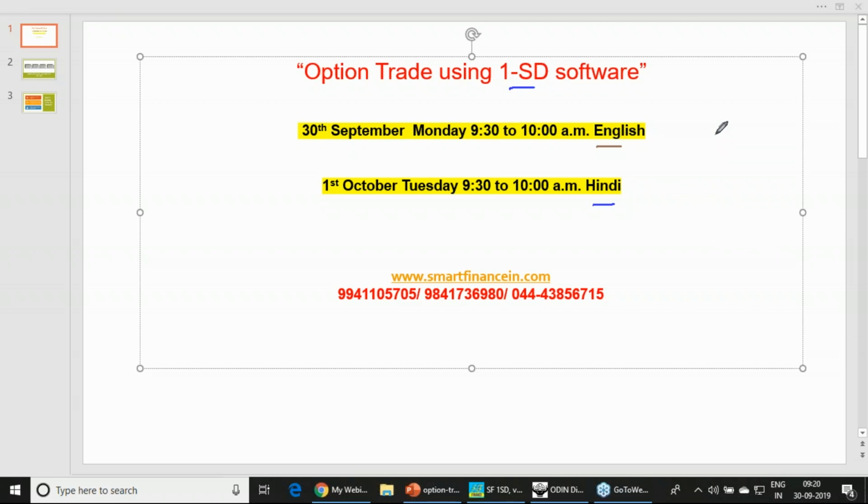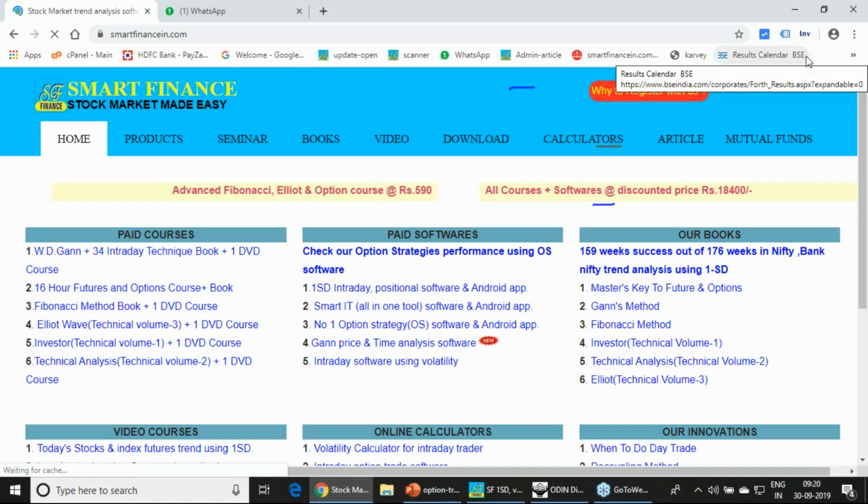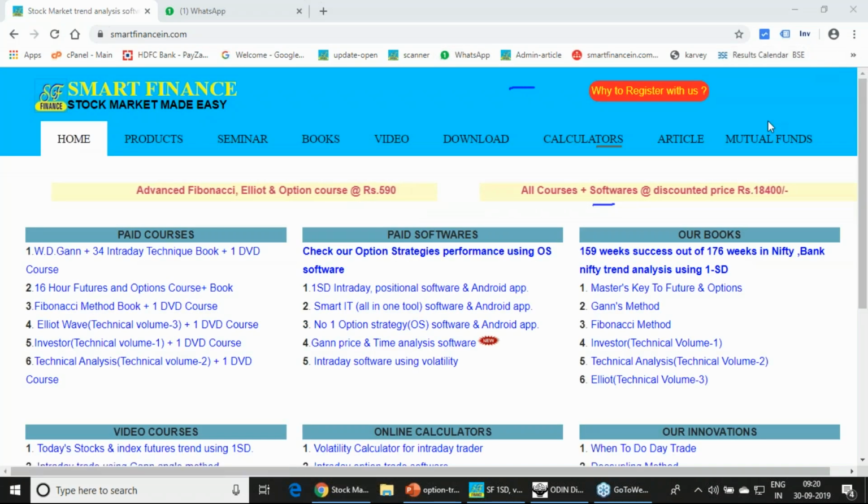You can also use our web calculator, which is our free calculator. That has limited accuracy. However, you can use that also.